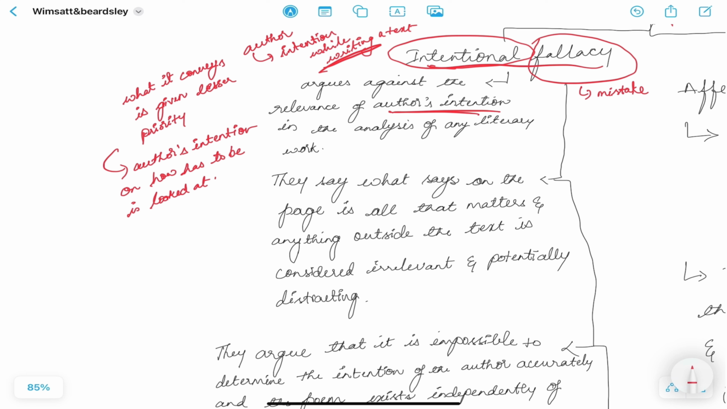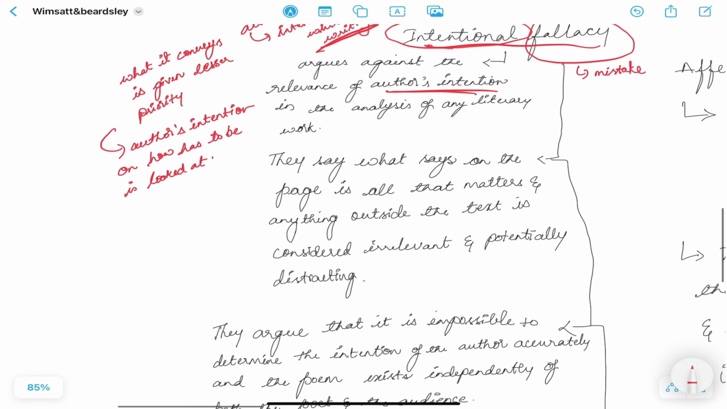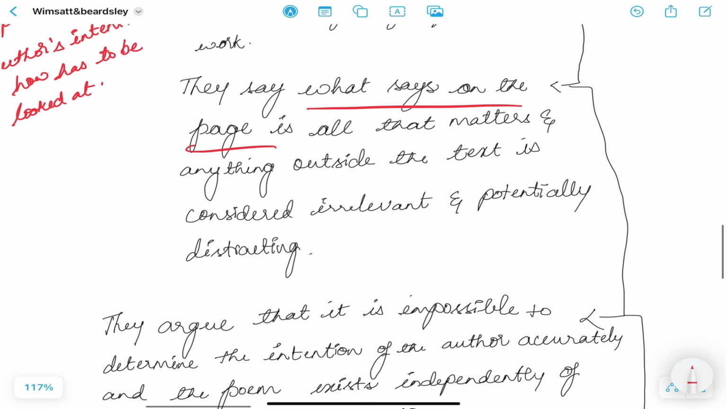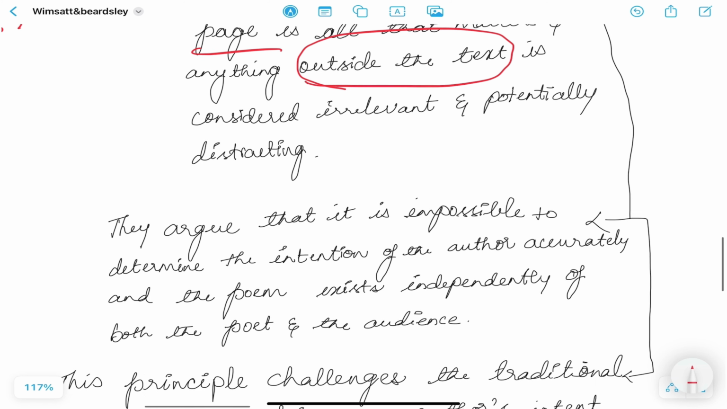That is, the entire theory is wrong. That is what Wimsatt and Beardsley say, that you should not look at the intention of the writer, with what intention he has written the book. They say what is on the page is all that matters. Anything outside the text is considered irrelevant and potentially distracting. If you take a text and compare it with outside things, you are distracting yourself. You should only take the text, and anything outside the text does not matter for you to analyze the text. That is what they say.